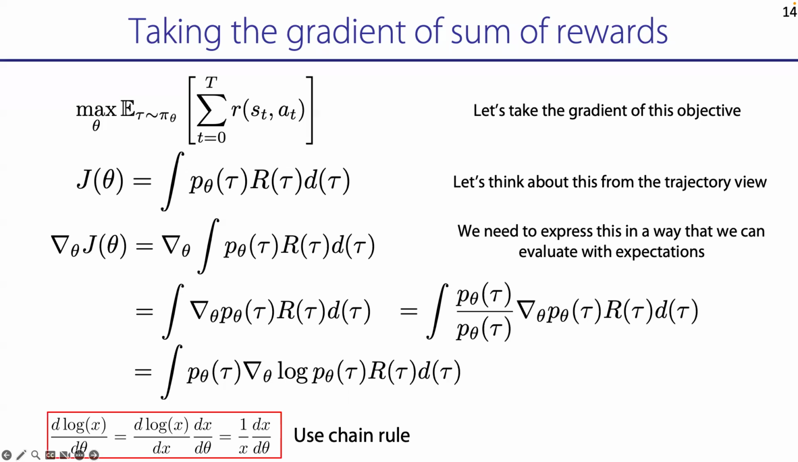And this is nice because now I can rewrite this as an expectation. I just reverse the definition of expectation. So the gradient of the expected reward is the expectation, with respect to the distribution over trajectories, of grad log p theta tau multiplied by the reward.